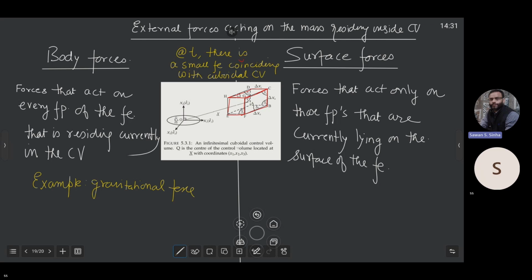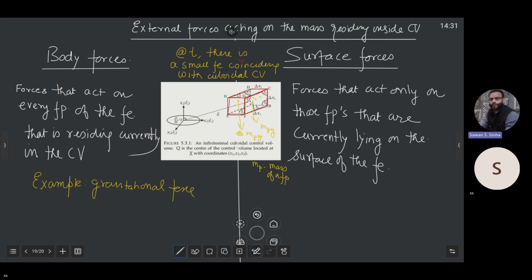There are numerous fluid particles on the surface of the fluid element and well within, inside the fluid element. But all of them are having this force acting, where m_p is the mass of the fluid particle. And suppose gravity is acting downwards. Every fluid particle is experiencing that force.